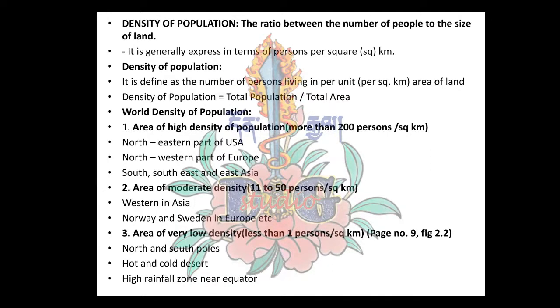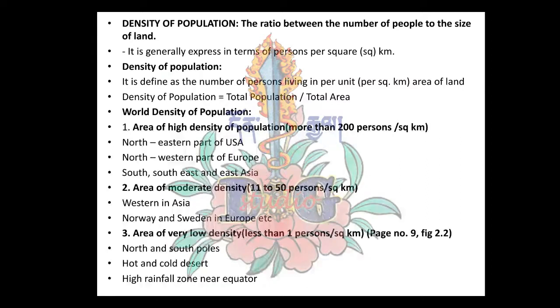So if you talk about the density of population of India, we express it as 382 persons per square kilometer. That is how we express the density of population of a particular country. So 382 persons per square kilometer is the density of population of India. Density of population is defined as the number of persons living in a unit area. Unit area means persons per square kilometer. You can give any meaning or definition of density of population.